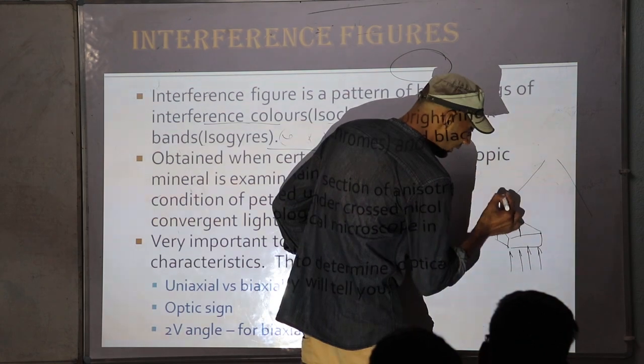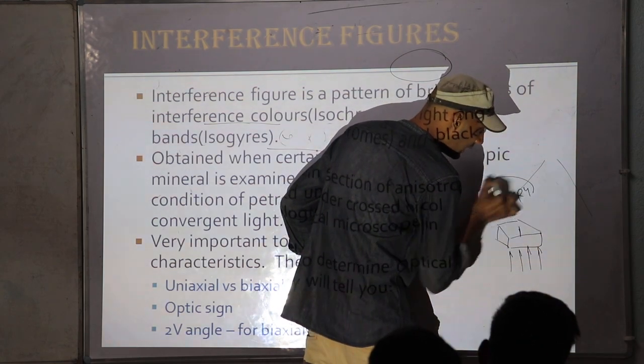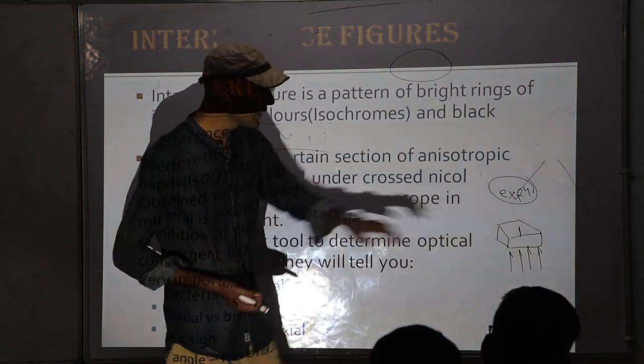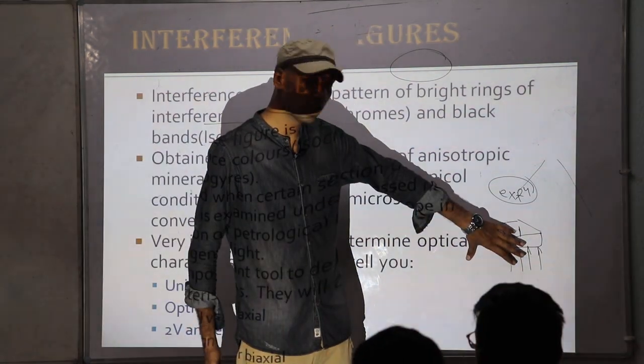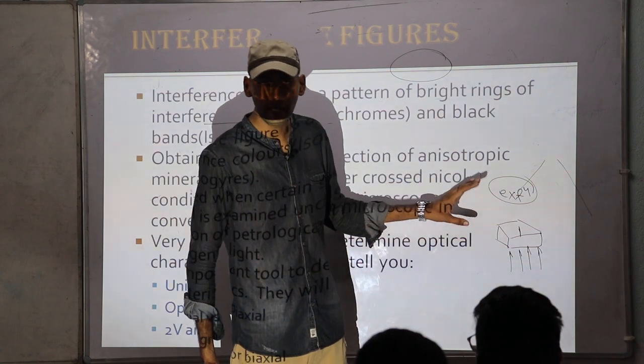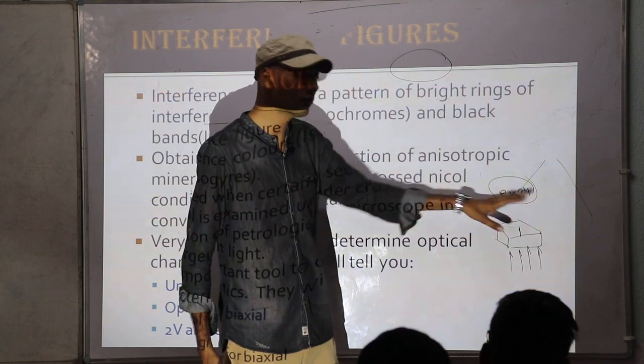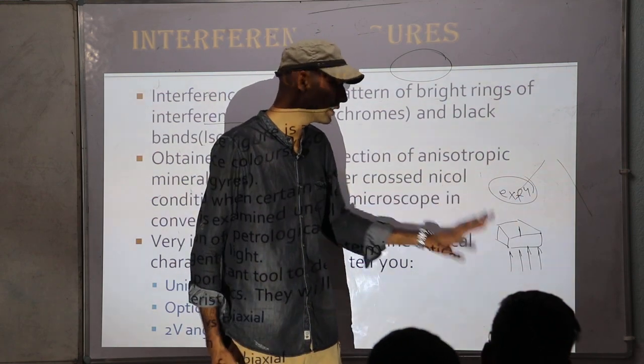So if extinction will happen, the entire stage becomes dark. Because when the light rays are parallel to the optic axis, they will be passing through an isotropic section, so they will be hindered by the analyzer and you will view extinction, you will view a dark stage.